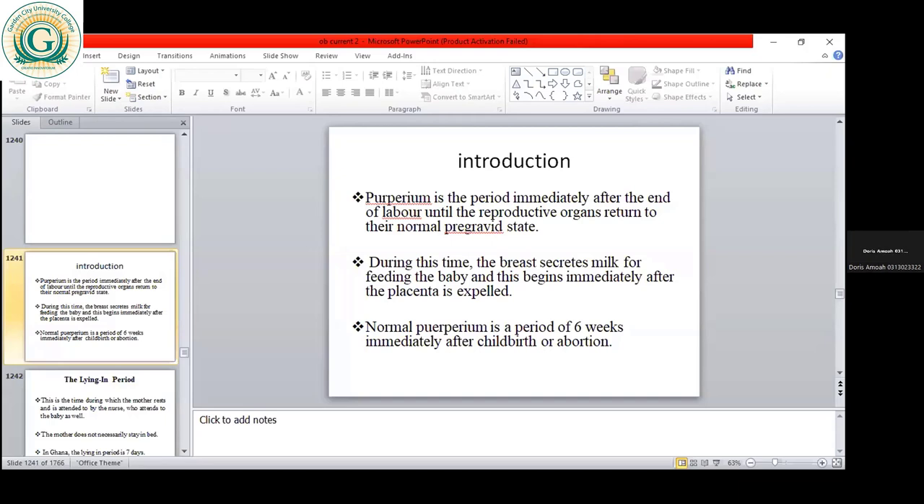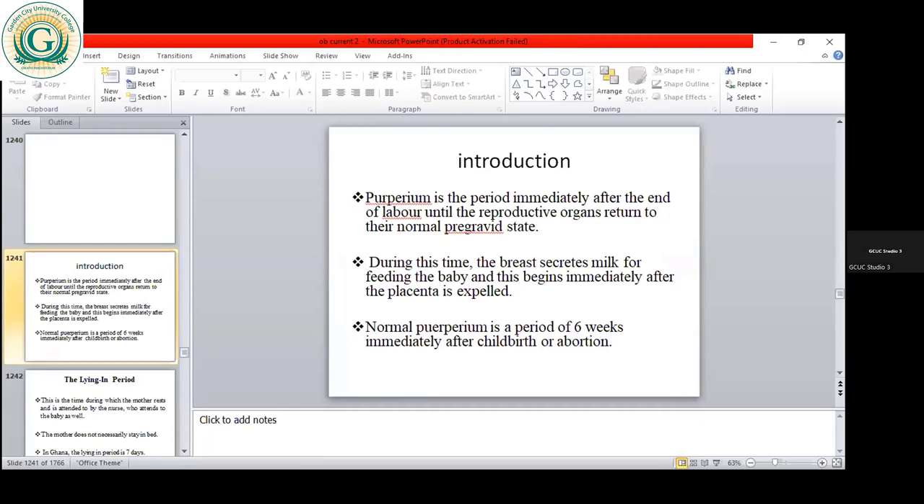Remember when a woman becomes pregnant, the uterus, which is a pelvic organ, enters the abdomen with the baby. So many changes take place in the woman. So when the woman delivers, all these things have to come back to their normal state. That period, we call it puerperium. It is the period of secretion of milk, the period of feeding the baby.